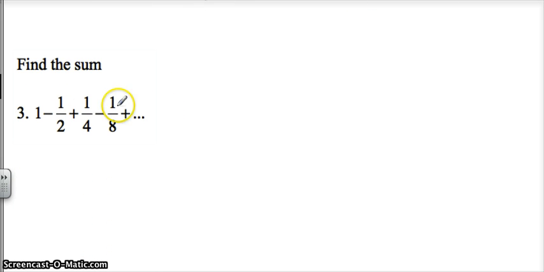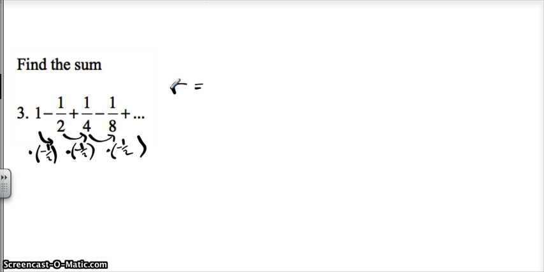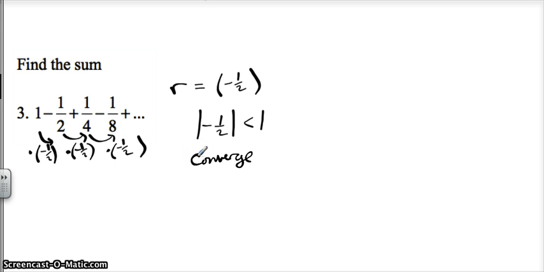1 minus 1/2 plus 1/4 minus 1/8. The signs are always changing. That must mean we must be multiplying by some negative value. Negative times negative gives us positive. Positive times negative gives us negative, and so on. And so we see here we're multiplying by -1/2 every single time. So our r value is going to equal -1/2. The absolute value of that is definitely less than 1, so we know that our series converges.